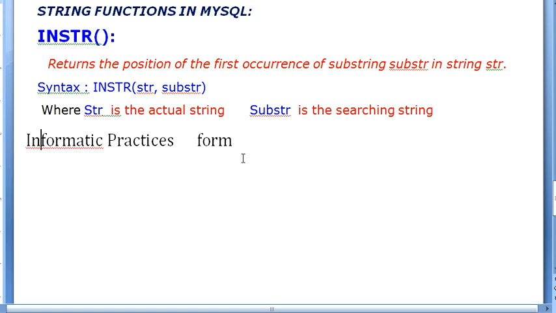But think that the word is not available in the searching string. Suppose we want to search for FROM in our Informatic Practices. Are the characters of FROM available in the same sequence? No. Then what will it return? A 0. If the substring is not available within our given string, then it returns 0. This is how the INSTR function works.